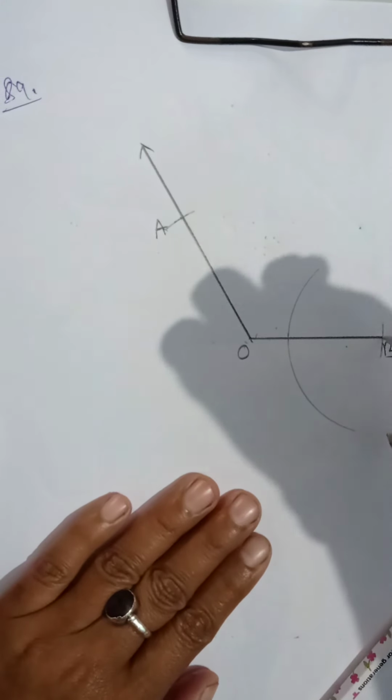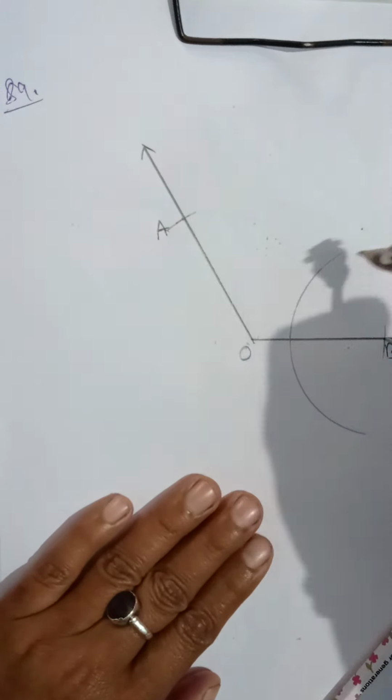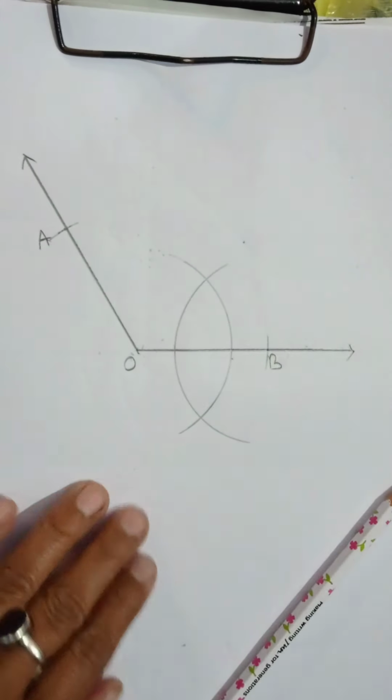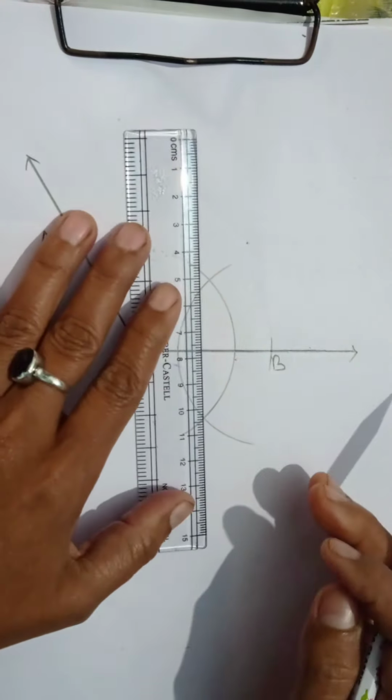So first arc I have drawn, and with the same radius without disturbing my compass I am drawing another arc. It bisects the previous one. Let's join it. I will join this one. Yes, so extend it. That line I have got. Leave it. Let's move to the other part.